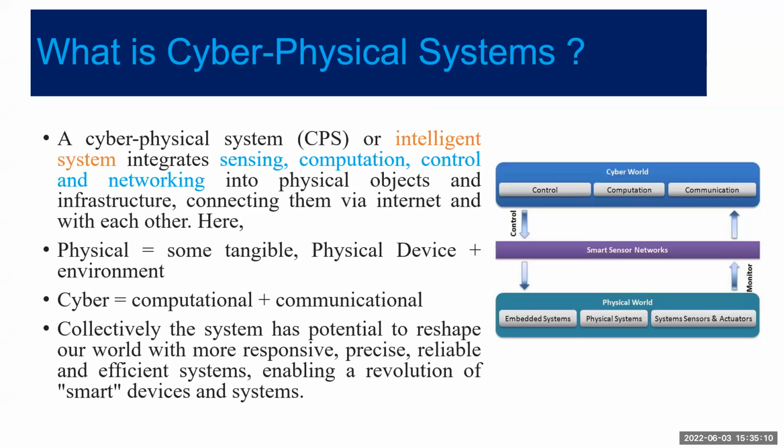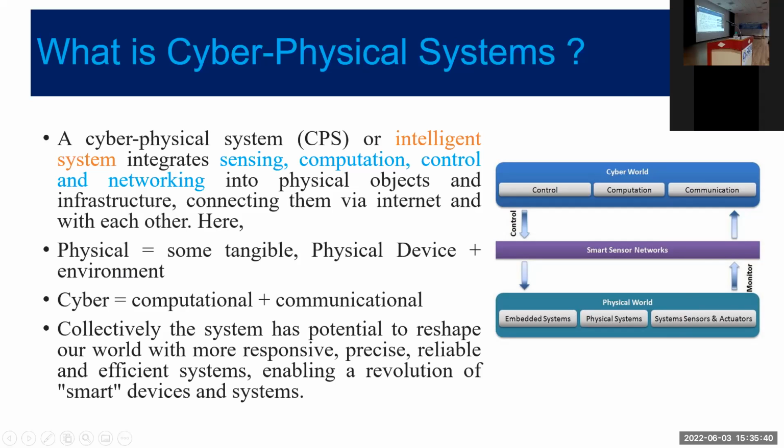It is a system which integrates the sensing part, the computation part, the control and the networking of physical objects. These physical objects are near to our infrastructures, and we connect them via the internet and with each other also. Here physical means something tangible, that is some environment and some physical sensing devices. And cyber here means computational and communication units.